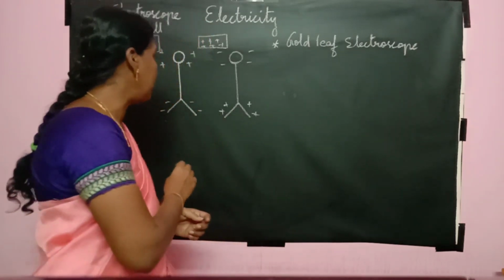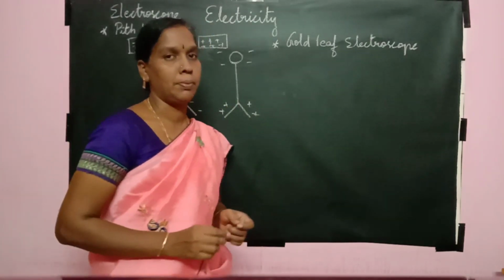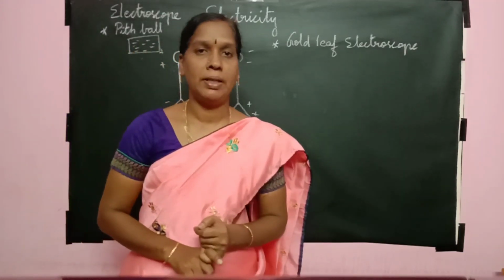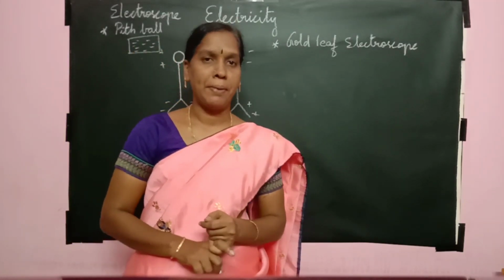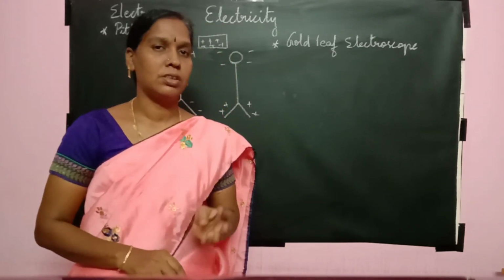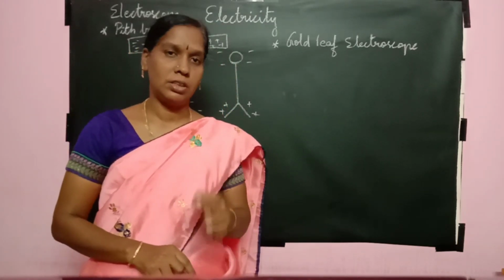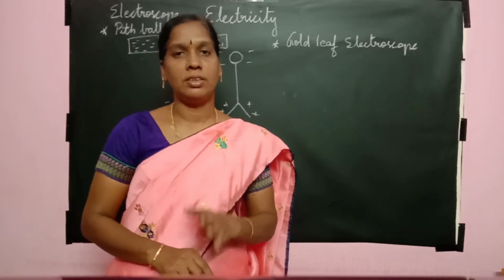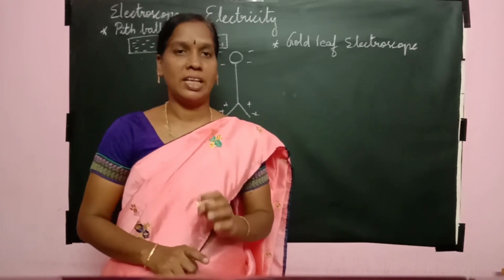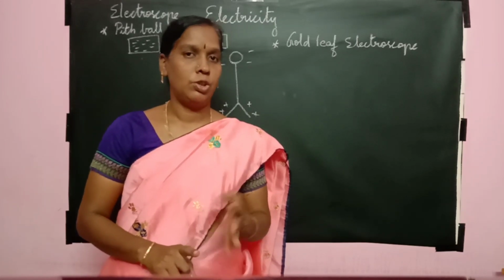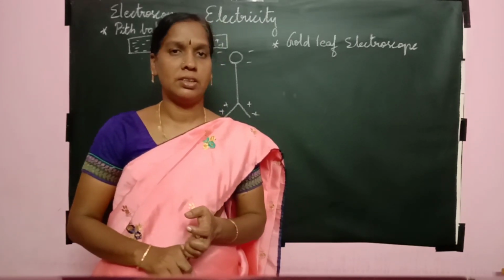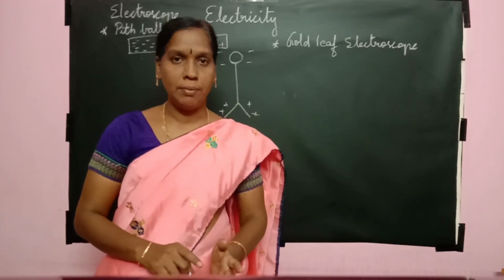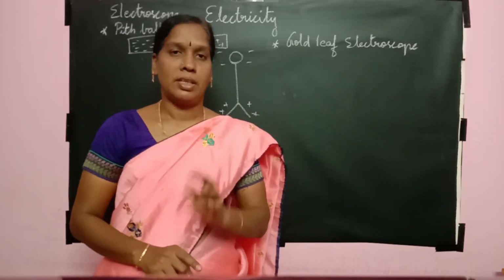The same principle works in the gold leaf electroscope. The gold leaf electroscope was discovered by the scientist Abraham Bennet. He used either gold or silver as the leaf because gold and silver are good conductors of electricity. Do you know what conductors are? The materials which allow electric current to flow through them are said to be conductors.